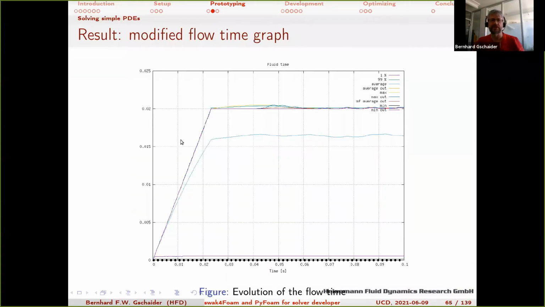And we also see for the modified flow time that the graphs are now a bit different. The maximum flow time doesn't grow unbounded, but it stops here at approximately 0.2. There are some excess flow times because of numerical stuff, and the average flow time also stops at this value.